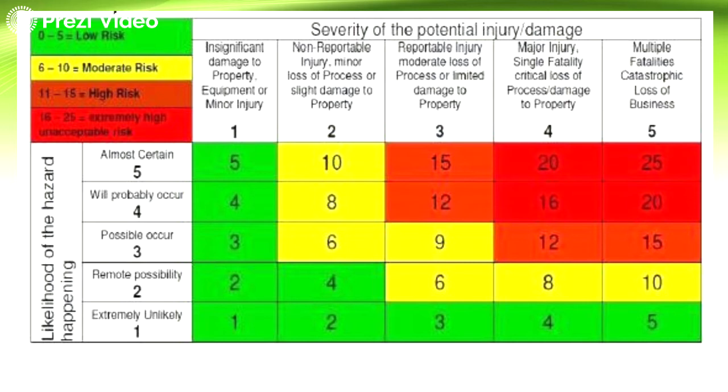Tulad niyan, is significant ba yung damage to property? That is one scenario. Meron ka bang injury na minor? That is also another scenario. Meron ka bang moderate injury? Do you have a major injury? Or do you have multiple fatalities? Those are different scenario na pwedeng mangyari. And then dapat, you must be able to classify that and grade that. Para alam mo, kunyari ito, yung number 25 na yan, very high risk yan. So, it means lahat ng mga practices na pwedeng mag-lead sa number 25, hindi mo dapat gawin.